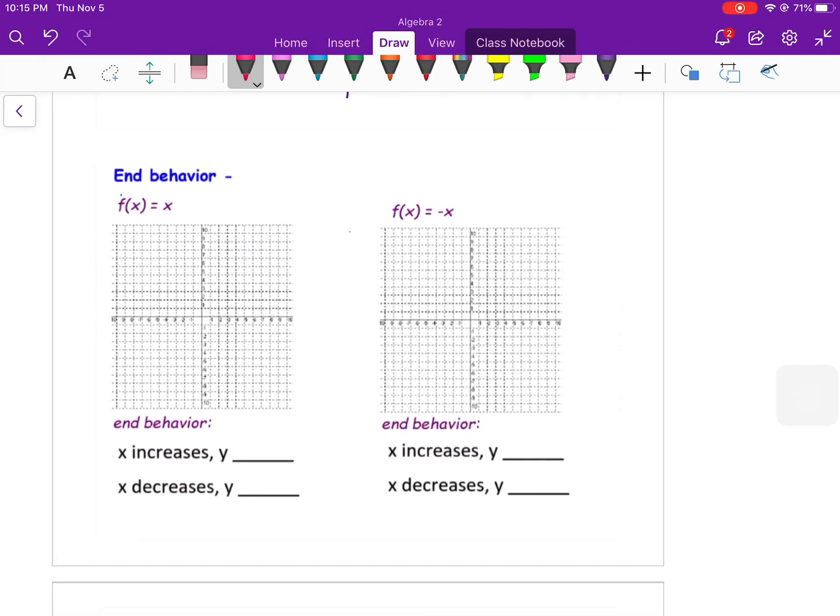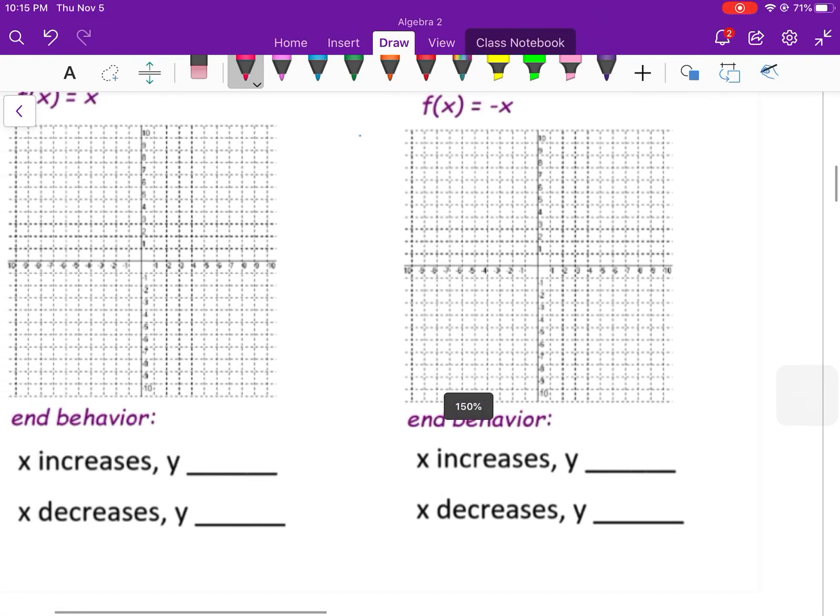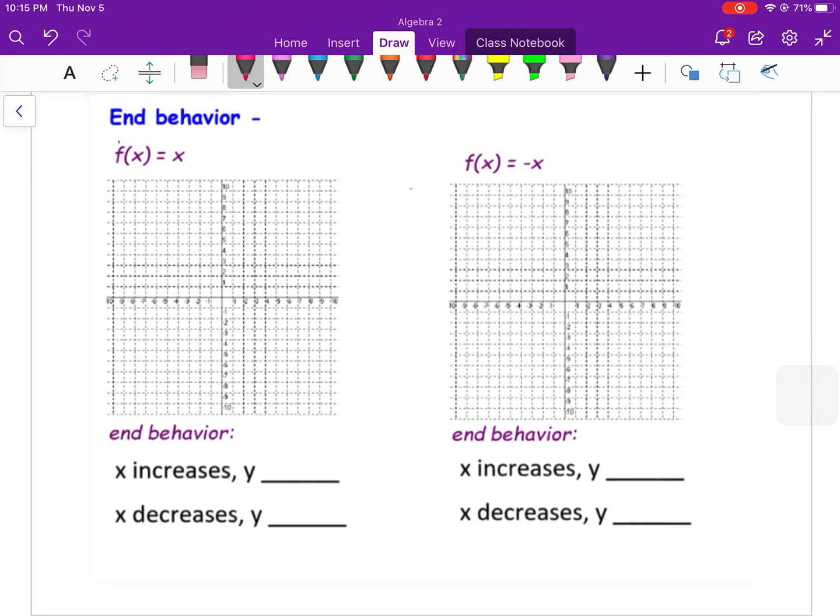So first we'll start with just the basic linear functions. We're going to look at a bunch of parent functions. These are the end behavior for y equals x and y equals negative x. This is just linear. If you plug in 0, you get out 0. 1, 1, 2, 2, 3, 3, negative 1, negative 1. This is just your straight line.